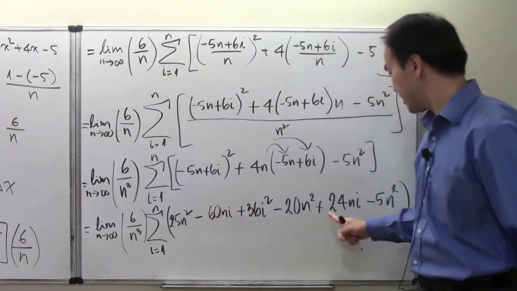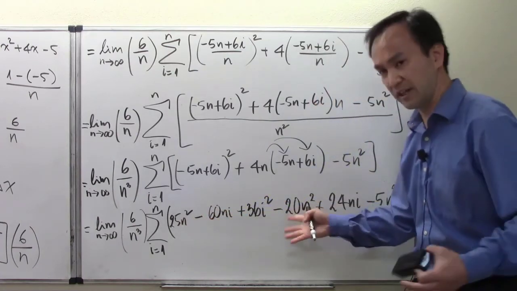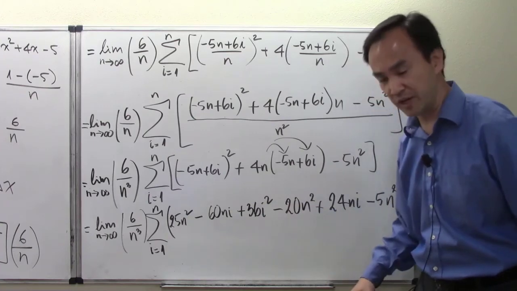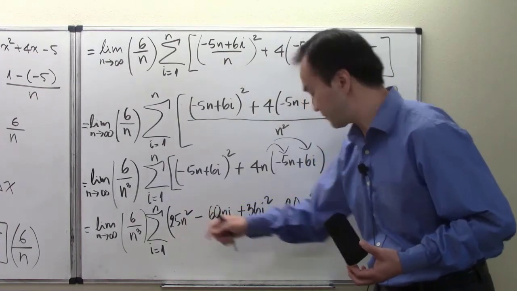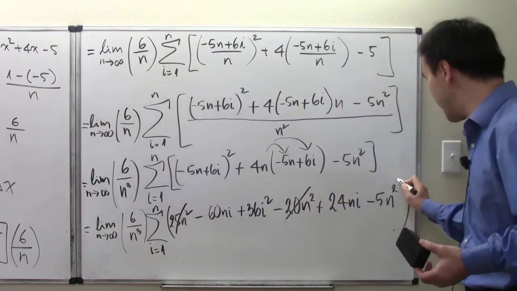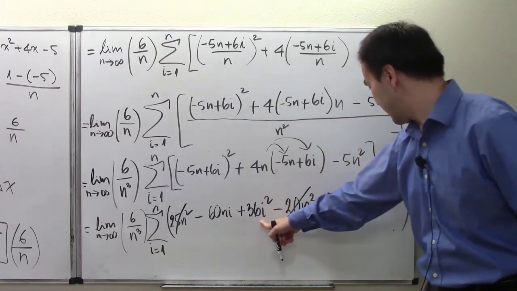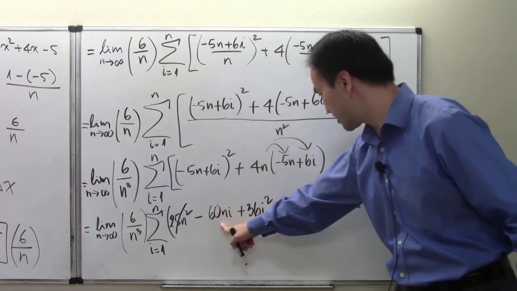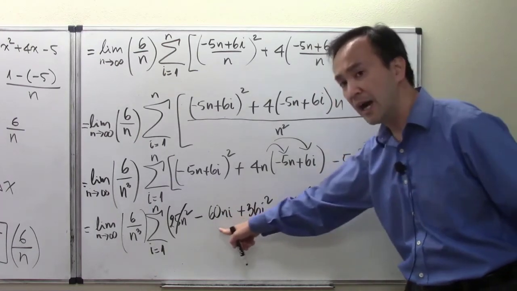Now at least up to this point, we are ready to start seeing some really nice cancellations, opposite terms canceling away. You can see that the 25n squared will cancel perfectly with the 20n squared and the 5n squared together. The 36i squared has nothing to cancel with, but minus 60ni and then plus 24ni right here can be combined together.